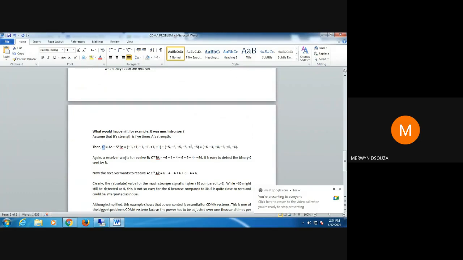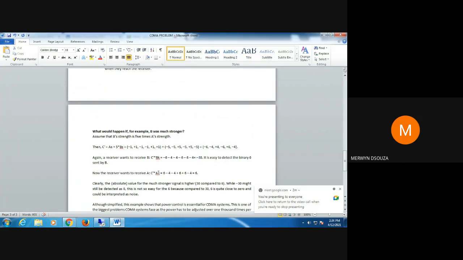Now again, if the receiver wants to decode B's data, we multiply this new superimposed signal C dash with the code of B. When you multiply that, you get some answer, say minus 30. Minus 30 is a very huge value. You're very far away from 0, so you can easily detect that this is a binary 0.